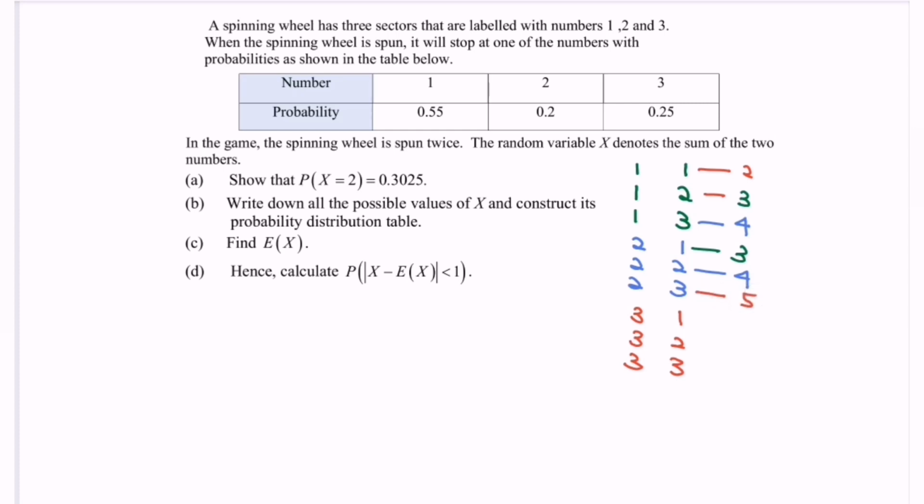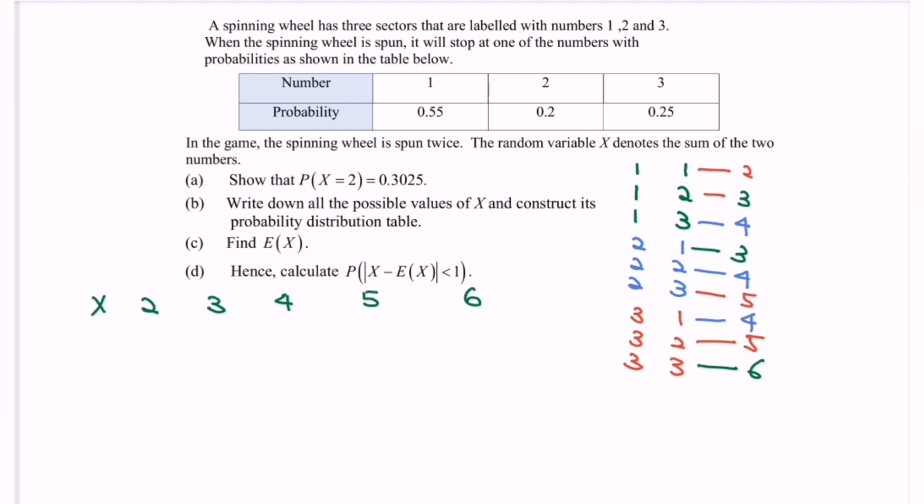Same goes to the situation. If we sum up, we will have number 4 here, then number 5 here, and finally number 6 here. So notice that the minimum number is 2. So let X, the random variable, be 2, 3, 4, 5, and 6.